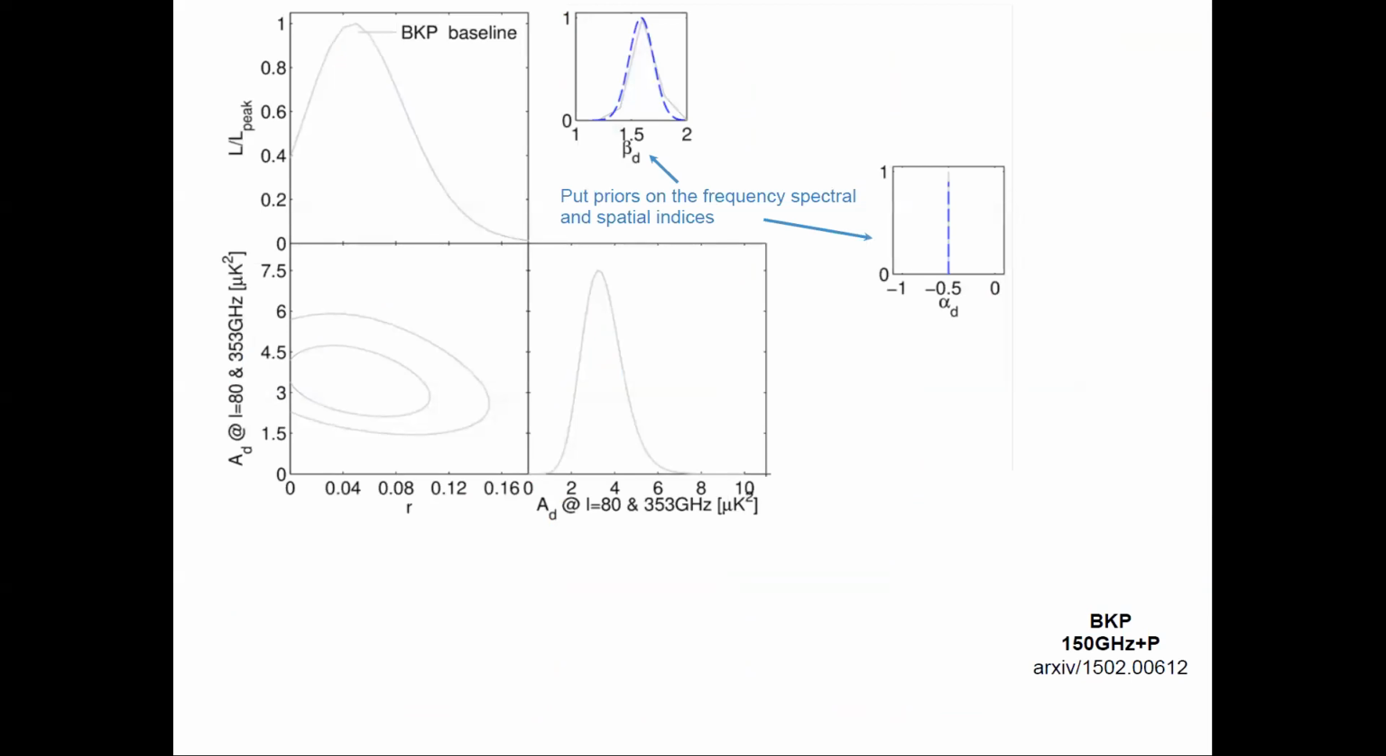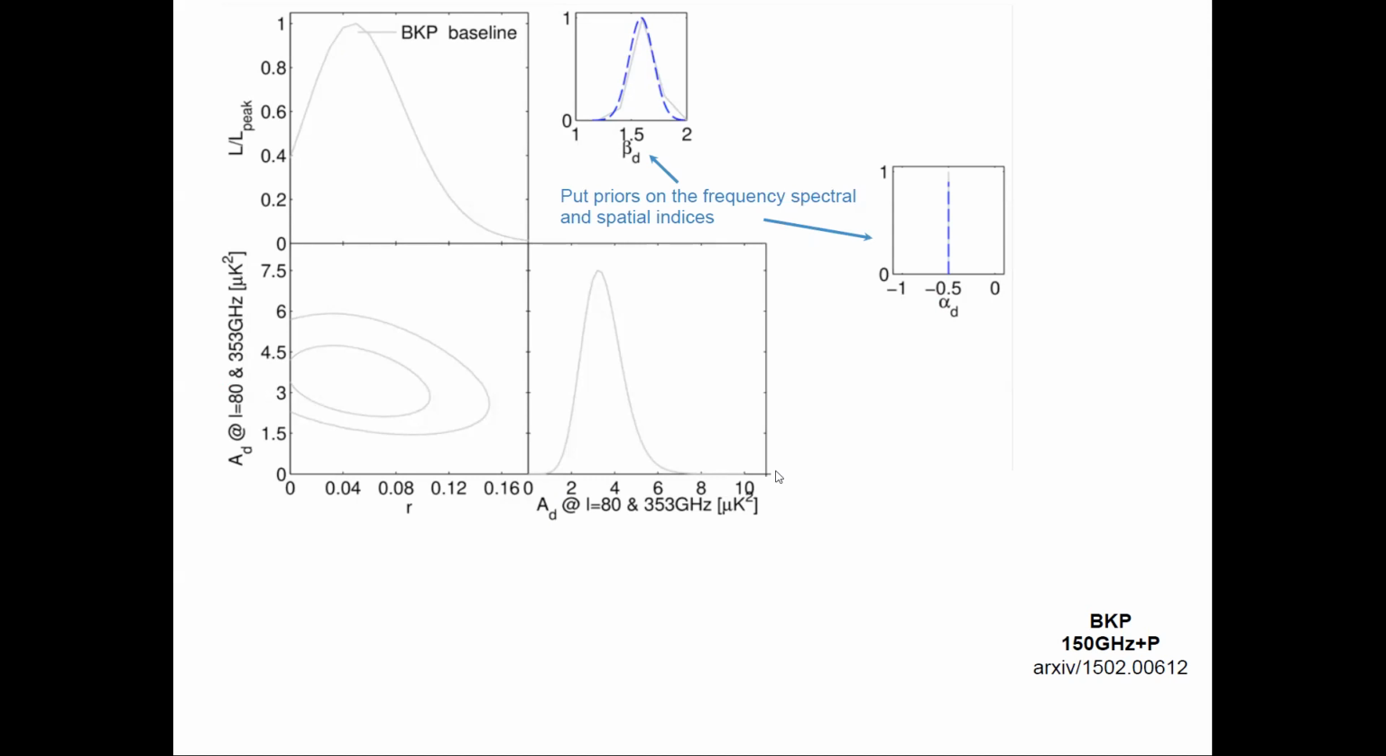I'm just going to step through these plots that show the outcome of the likelihood analysis. This is from the so-called BKP analysis, which came out in 2015. That's BICEP Keck plus Planck, a joint paper that we did with the Planck team at that time. We have r, and here we have the amplitude of dust. The gray curve shows the one-dimensional likelihoods for those two, and the ellipses show the cross likelihoods, the correlated likelihood. These little panels show the additional foreground parameters: the amplitude of dust, the frequency spectral index of dust, and the spatial spectral index of dust.